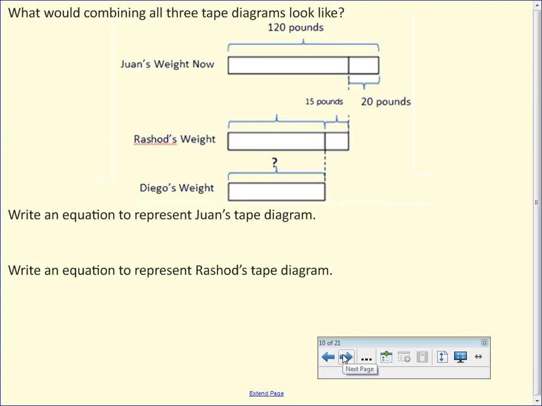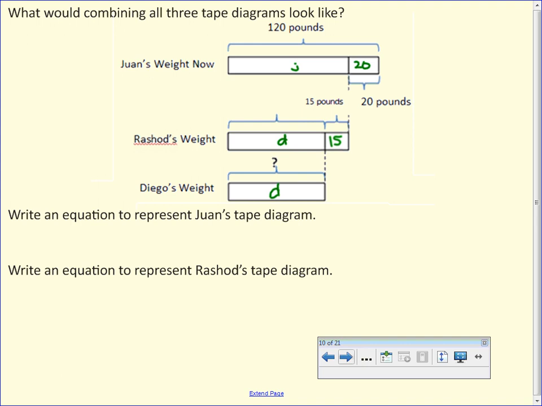So now they want you to combine all three tape diagrams. So we have J plus 20, that equals 120. We have Diego plus 15 and Diego. Do we know what Diego's weight is? No, not yet. Do we know Rashad's total weight? No, not yet. But we do know Juan's total weight this year, and we were able to mentally figure out Juan's weight last year. So we know what J is, but we don't know what D is.